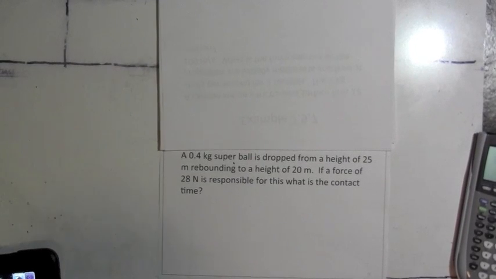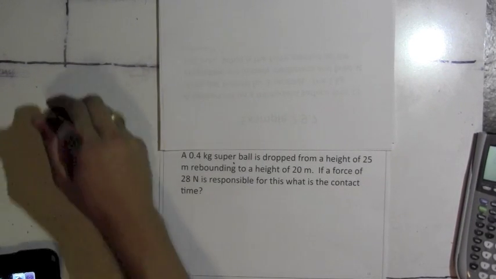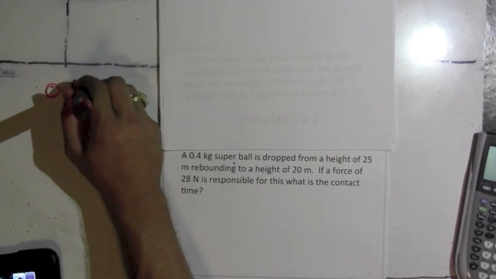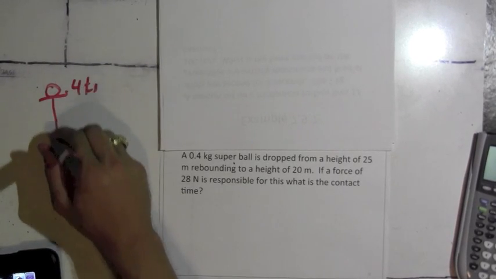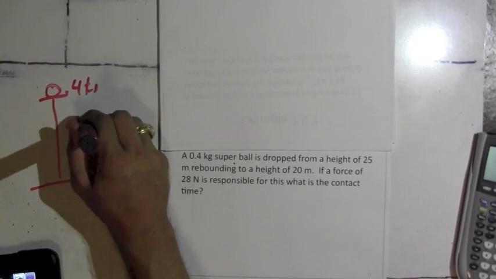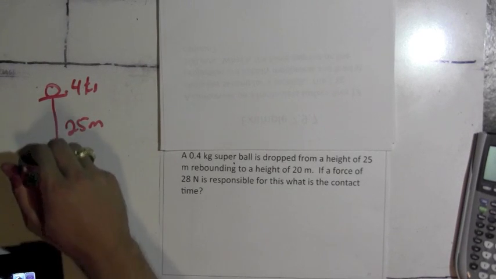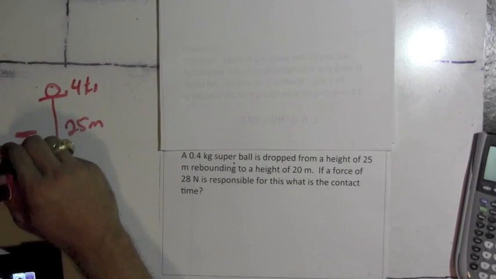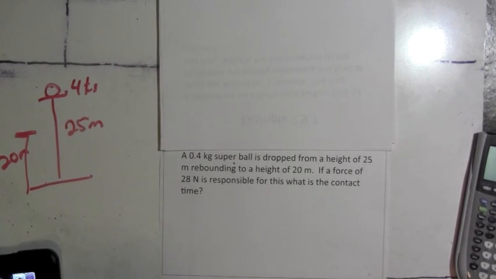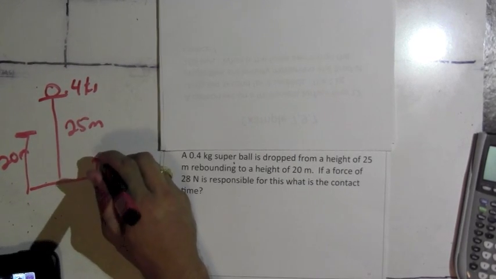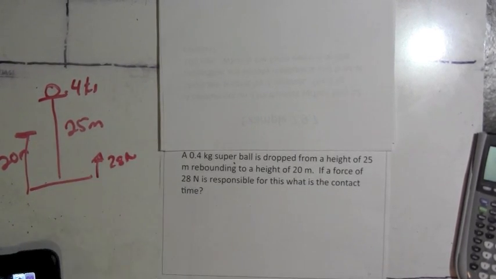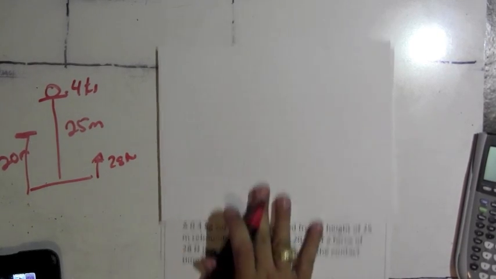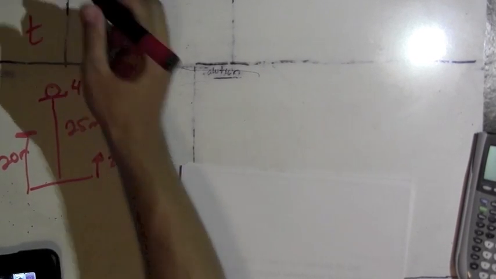This is the final and most difficult of the examples on impulse momentum. It says a 0.4 kilogram super ball is dropped from a height of 25 meters and rebounds to a height of 20 meters. If a force of 28 newtons is responsible, so we have the force that's exerted as 28 newtons, what is the contact time? So we are trying to solve for the time.